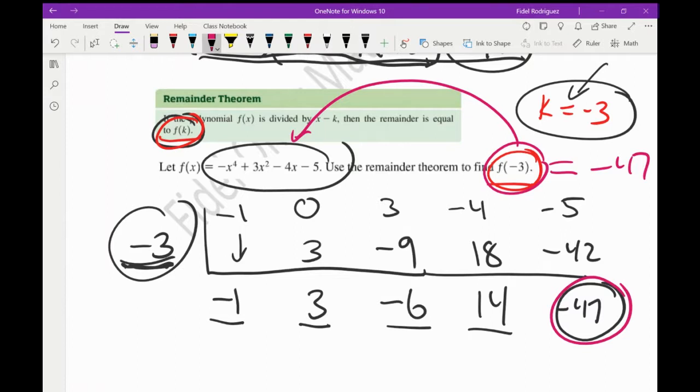So instead of me having to do this problem by everywhere I have an x, plug in the number negative 3, raise it to the 4th, put a negative 1 in front of it, take negative 3, square it, multiply it by 3. Instead of me plugging in a negative 3 everywhere I have it like that, we can do it like this, and then just find the remainder, and there's your answer. That's all the remainder theorem is telling you, okay?